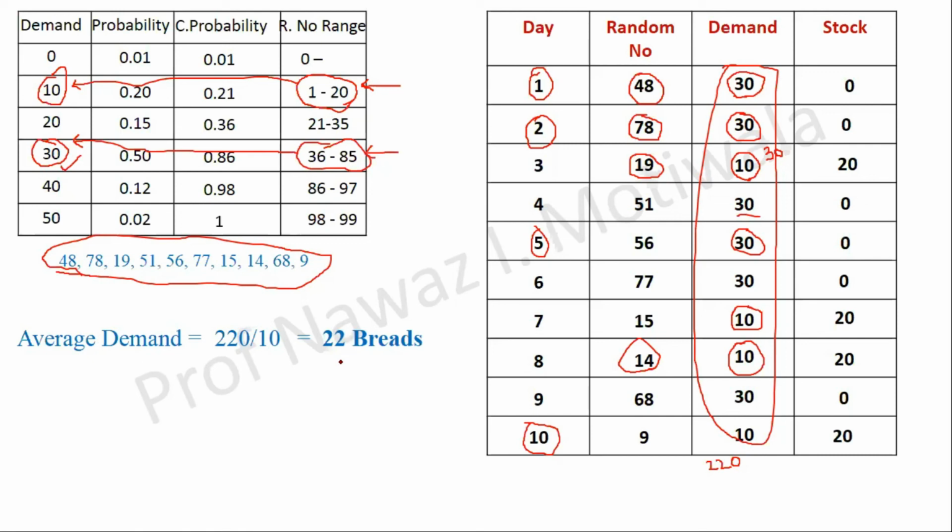The third thing which was asked in the question was, what is the stock available? So the stock available will be after the end of 10 days. You can add this. On the third day there were 20 breads remaining. On the 7th day, 20 breads remaining. On the 8th day, 20 breads remaining. On the 10th day, 20 breads remaining. So if I do the simulation work, at the end of the 10th day I will see that my stock remaining will be 80 breads on that particular day. And this completes our solution.